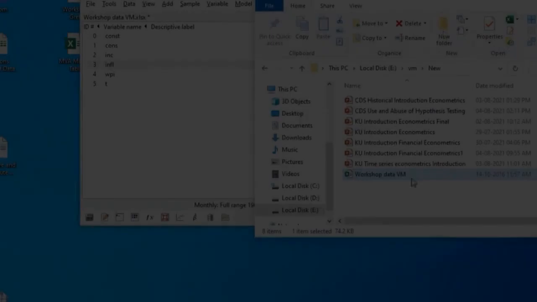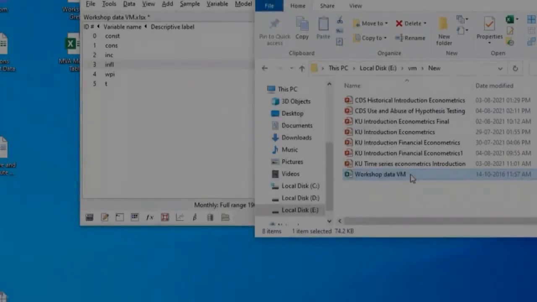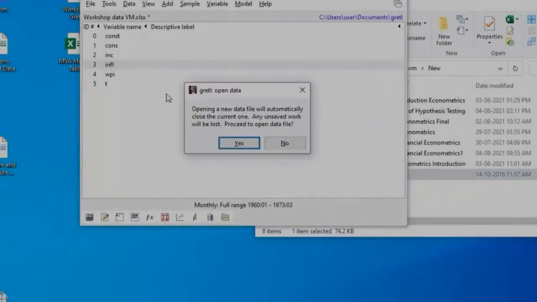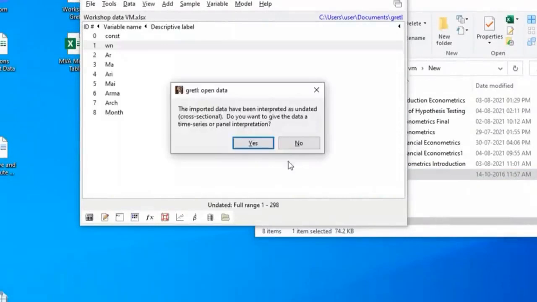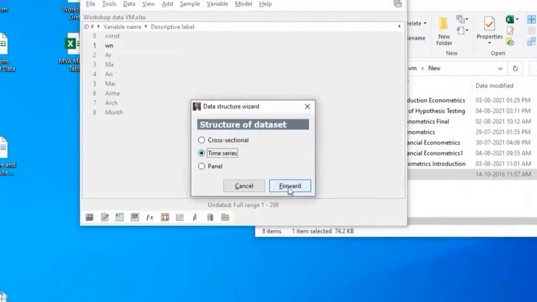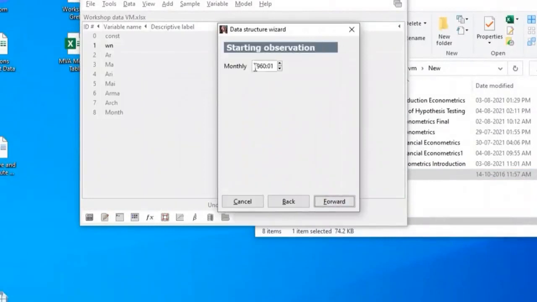So we have to enter the data. You know how to enter the data. So by dragging and dropping, we can enter the data. I'm doing that because that is very easy. So okay, we say yes. So we are using the first sheet where I wrote WN. And this we have to set as time series. Yes, time series forward. Then this monthly data from 1960 January forward. Apply.